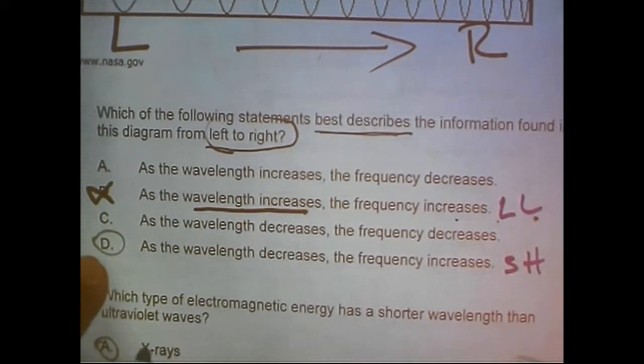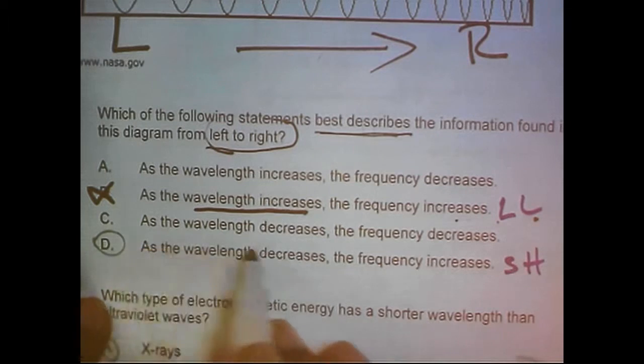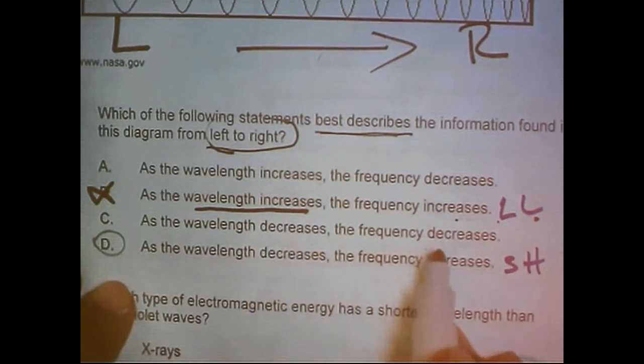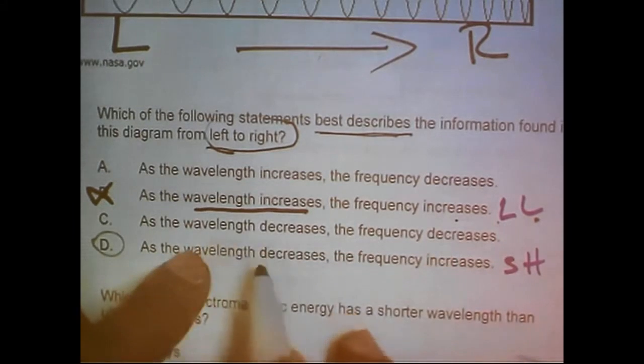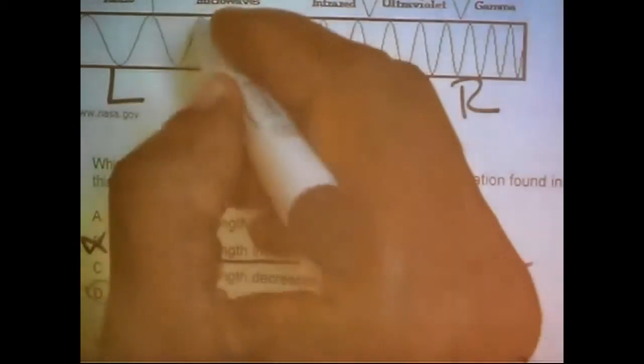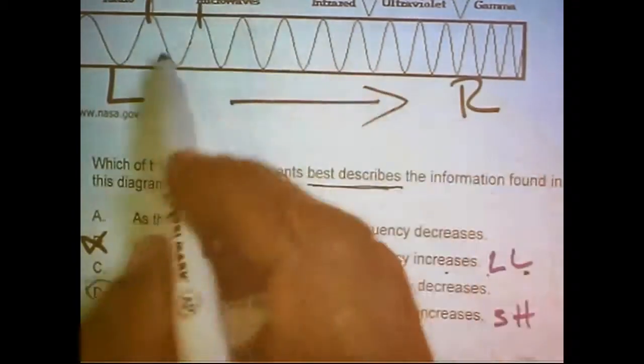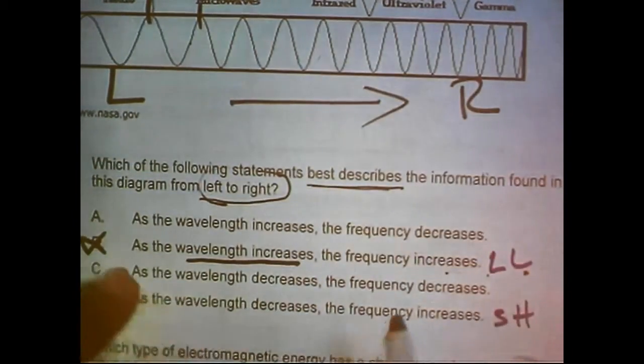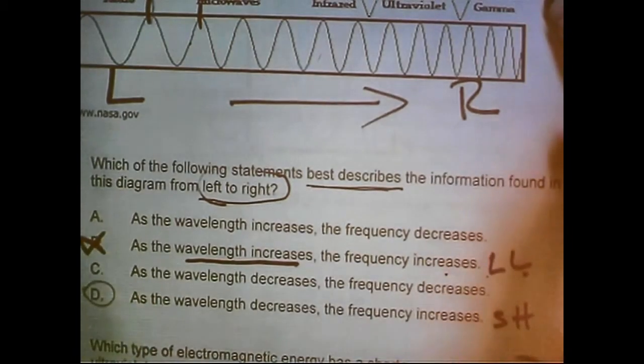Let's go down to the C. It says, as the wavelength decreases, frequency decreases. Now let's make sense of that. Wavelength is saying how close these areas are. So if they're closest together, that means the frequency should increase. So we know that this is incorrect.